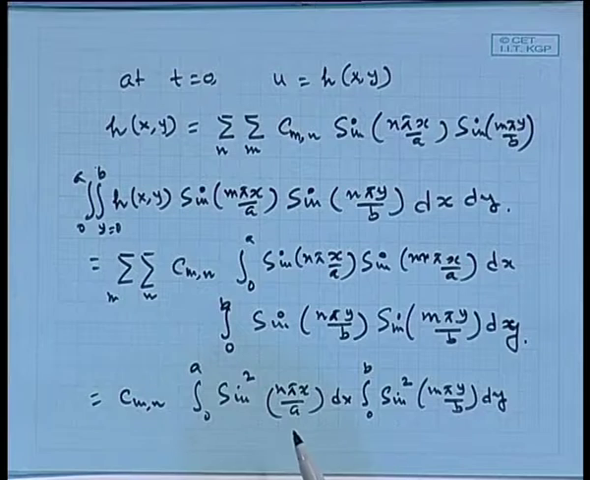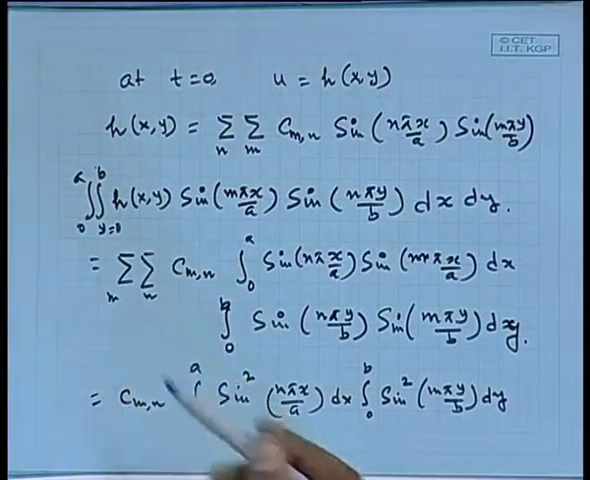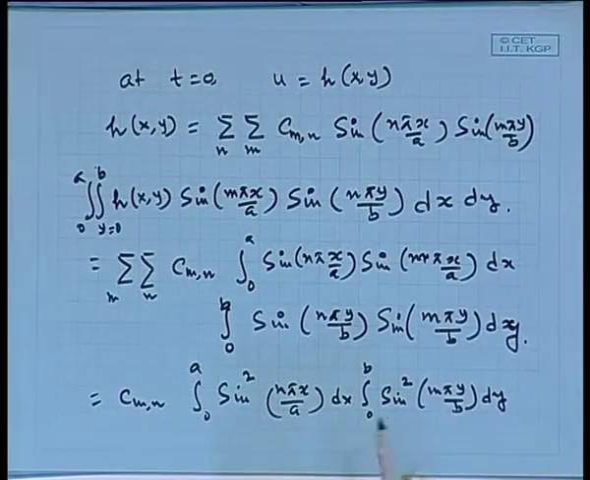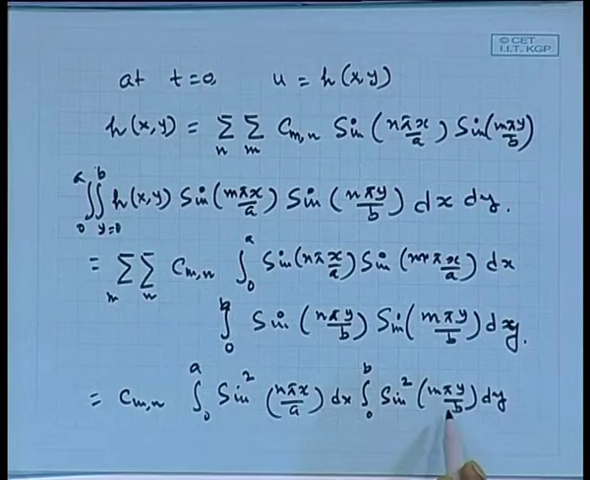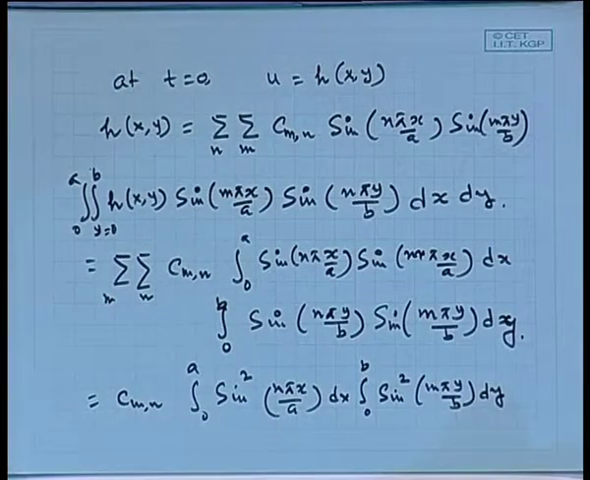No, that is correct, that is okay. C m n, that is what I wrote, it will be basically constant. It does not matter. So, this will be a by 2, this will be b by 2, so it will be a b by 4. Are you with me, all of you? Okay.